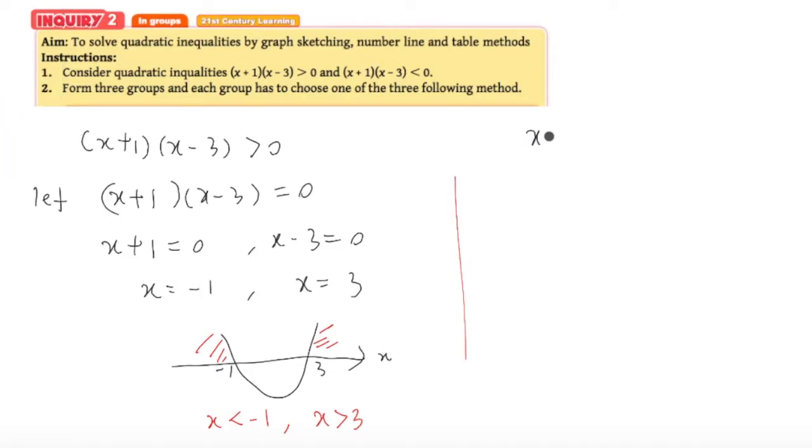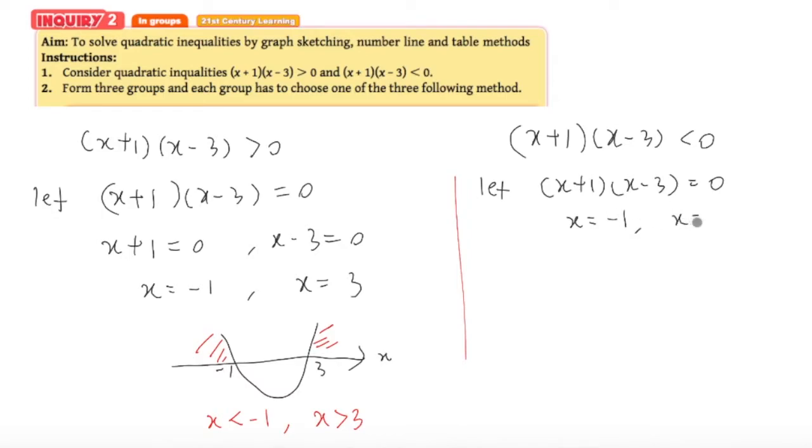Okay, another question, if it is less than 0, same method. Again we let the whole thing equal to 0, and from here I will get x equals to negative 1, x equals to 3. Then I will draw the graph like this. So here x is negative 1, x is 3. Left is the lesser number. When you go to the right-hand side, the number becomes greater. So 3 is here, not here.